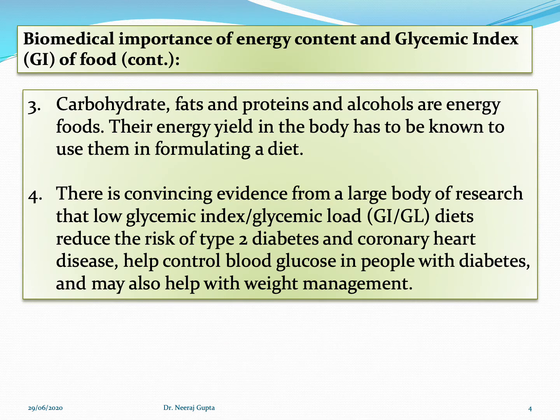Further, carbohydrates, fats, proteins and alcohols are energy-rich foods. Their energy yield in the body has to be known to use them in formulating a diet. There is convincing evidence from a large body of research that a low glycemic index, glycemic load diet reduces the risk of type 2 diabetes and coronary heart disease. It also helps to control blood glucose in people with diabetes and helps them with weight management.